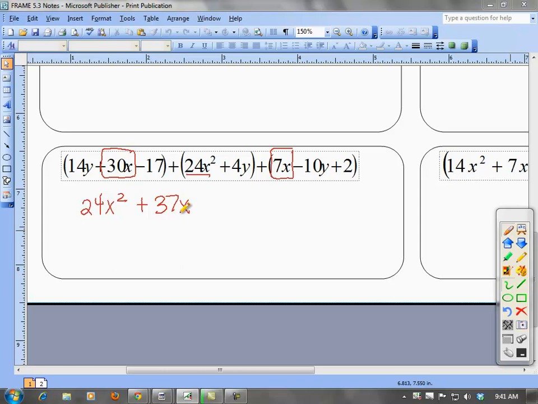Okay, so I'm done with my x's. Now it looks like I've got y's, and then I'm going to do my numbers. So my y's, I have 14y plus 4y, that's 18y, minus 10y, 18 minus 10 is a positive 8y. And then last but not least, I do my numbers. So I have a negative 17 plus 2 is a negative 15, and then I'm done.